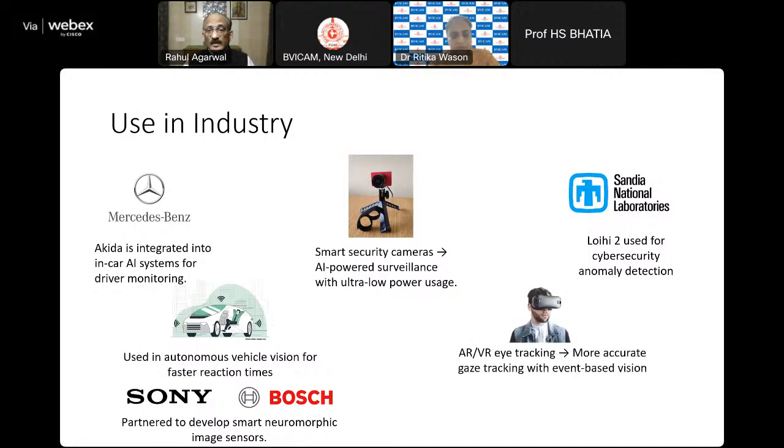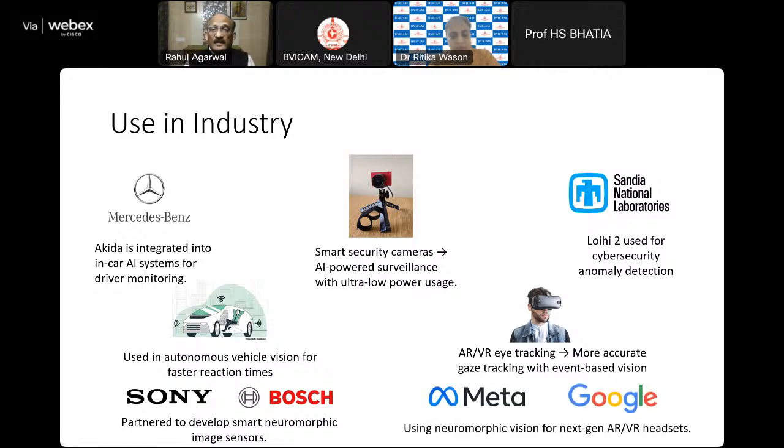Similarly, it is being used in AR/VR eye tracking, and by using such sensors, you can have more accurate gaze tracking and event-based vision. So companies like Meta and Google are looking at their next generation AR/VR headsets by utilizing neuromorphic vision sensors.